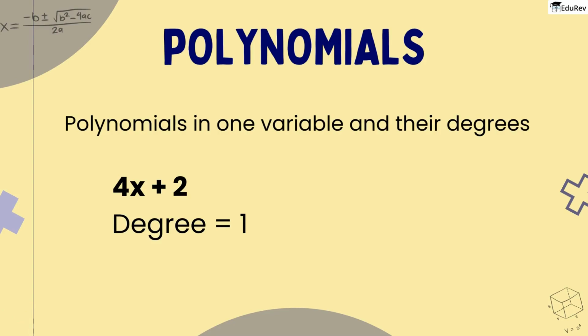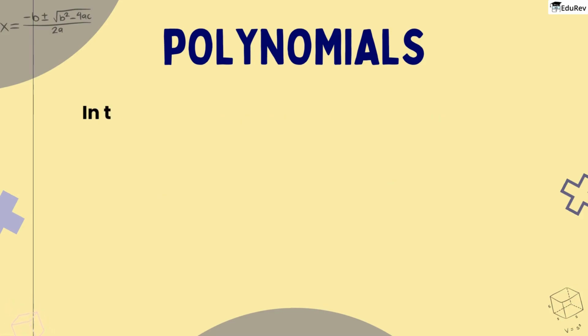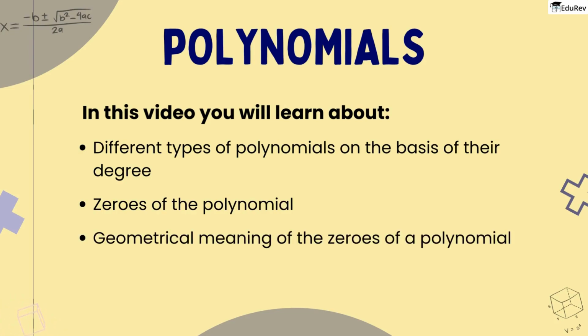Like 4x plus 2 is a polynomial in x of degree 1 and 2y square minus 3y plus 4 is a polynomial in y of degree 2. In this video, you will learn about the different types of polynomials on the basis of their degree, zeros of the polynomial, and geometrical meaning of the zeros of a polynomial.